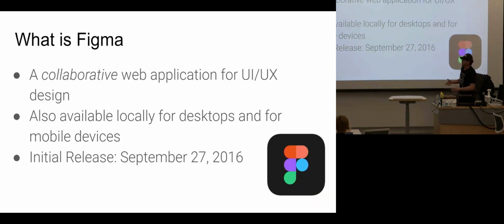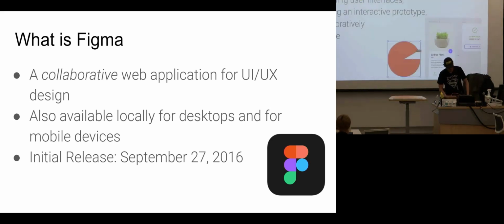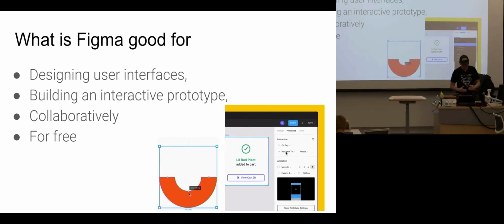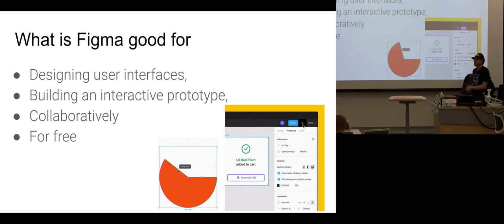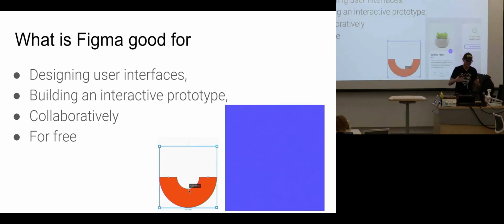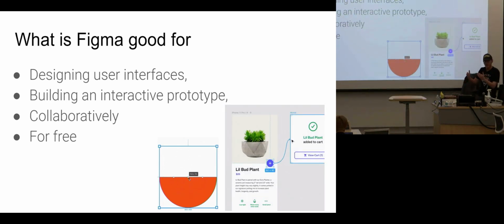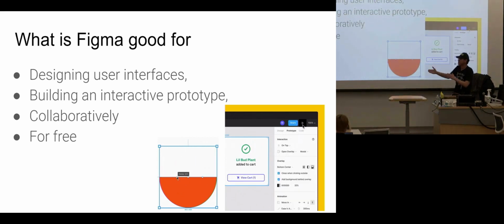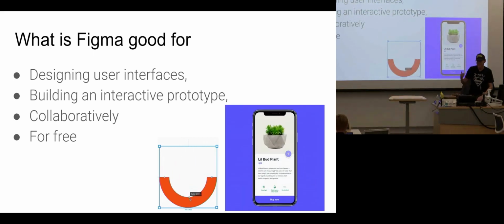So what is Figma actually? It is a collaborative web application for UI and UX design. It is also available locally for desktops and mobile devices. You can download them. Why do we want to use Figma, or what exactly is Figma good for? It's good for designing user interfaces. Imagine you have an idea of how you want something to look. You can realize your idea by building a prototype in Figma and designing it and specifying how it looks.